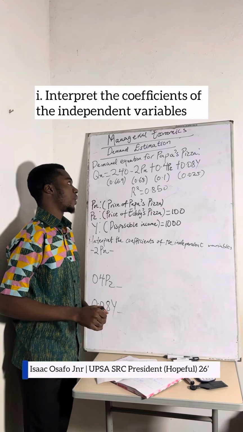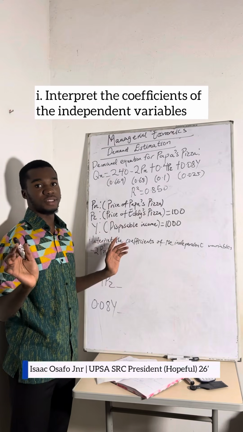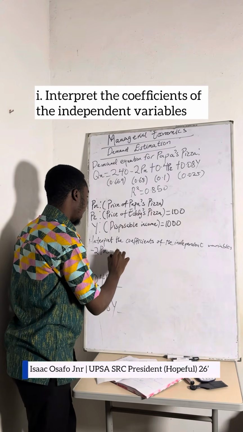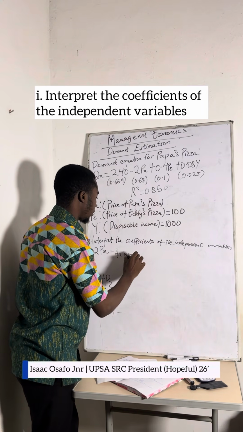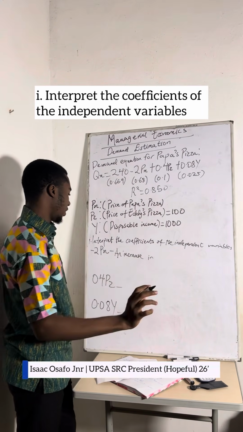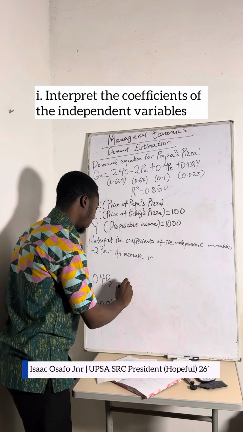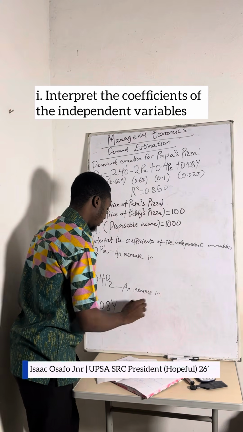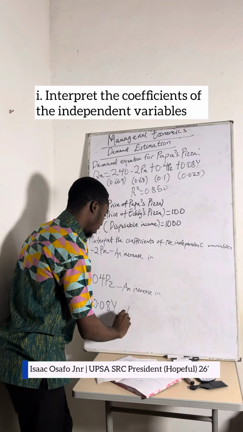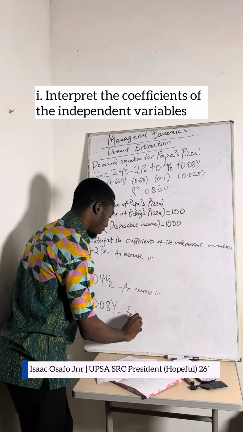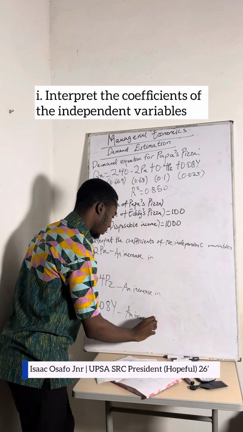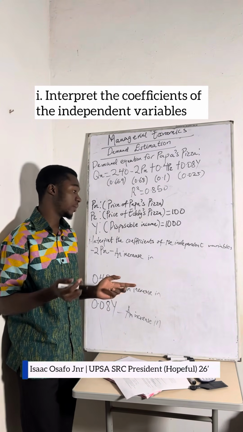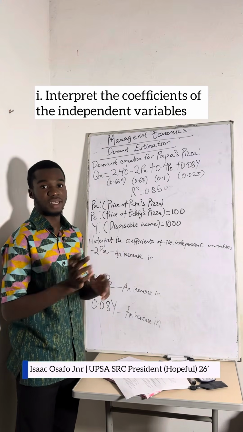And I told you that for this one, all of them just start with an increase. So an increase in, let's start with the -2Px. You are going to see an increase in, just start with that one. I'm making it simple for you. This one too, just start with an increase in, then this one, 0.08Y, start with an increase in. So now that you know this, just put in your head, anytime you're asked to interpret the coefficients of the independent variables, all of them just start with an increase in, that's all.